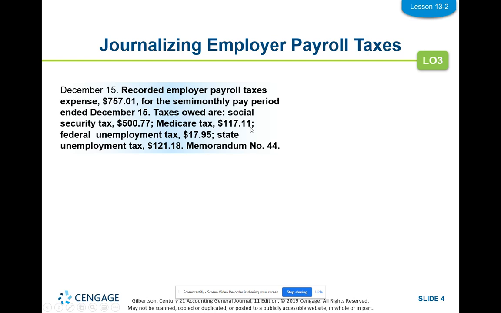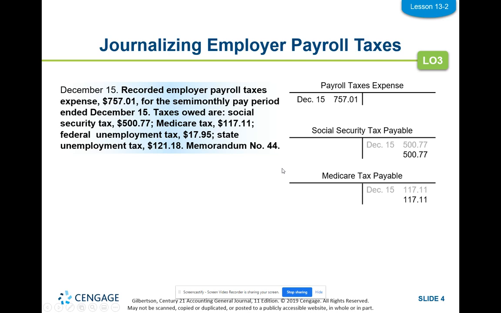Medicare tax was $117. Federal unemployment tax rate, they took that number we just had on the last screen and multiplied by 6.2% to get the $17.95. Then the state unemployment tax rate, states have different rates, so that's how much that one was. And then it's memorandum number 44.